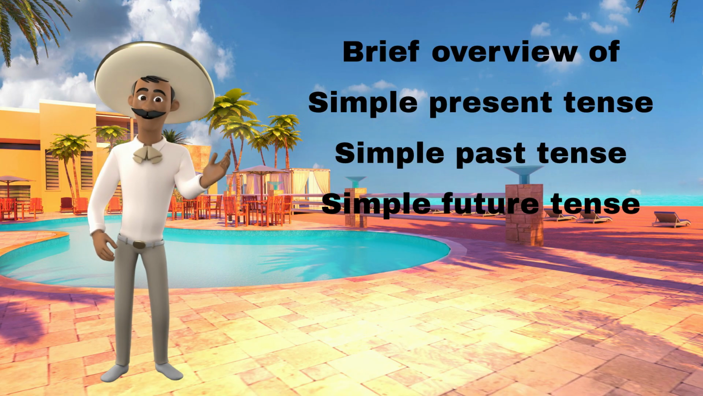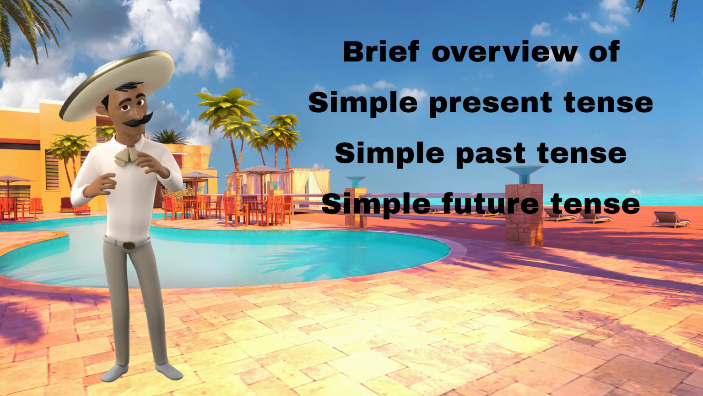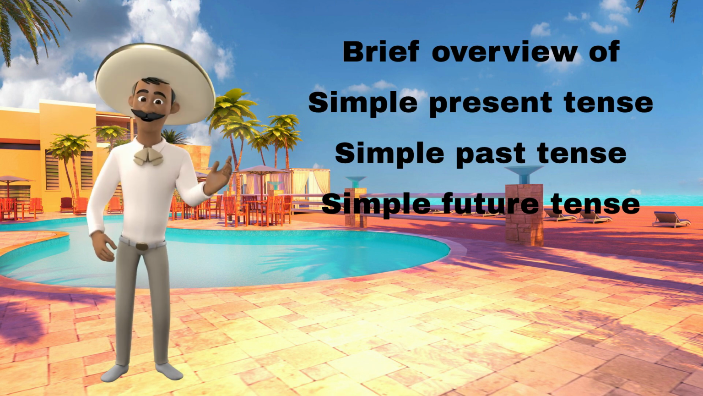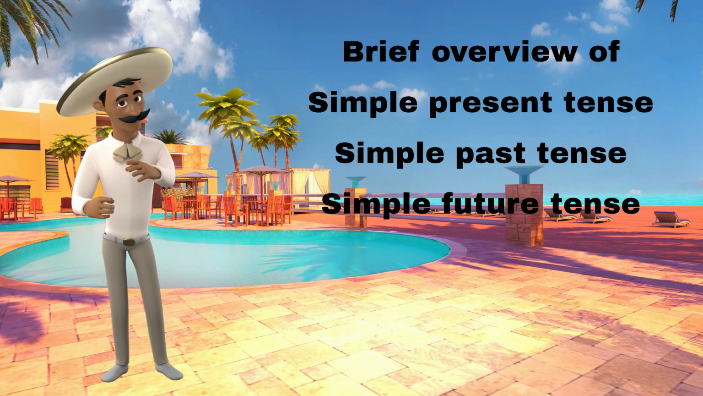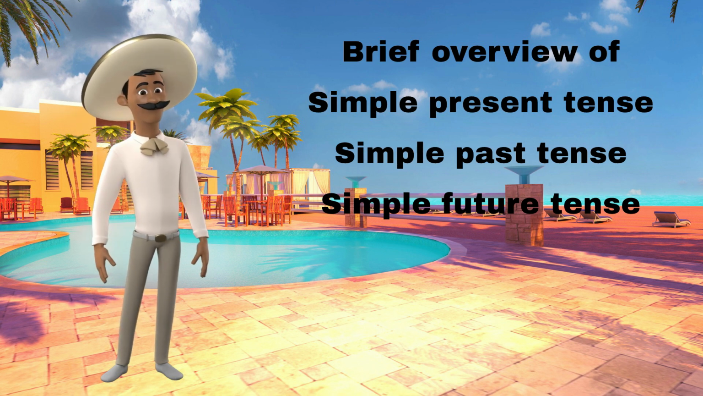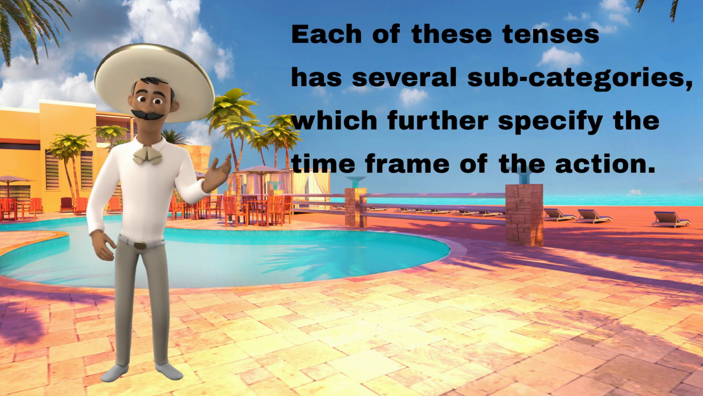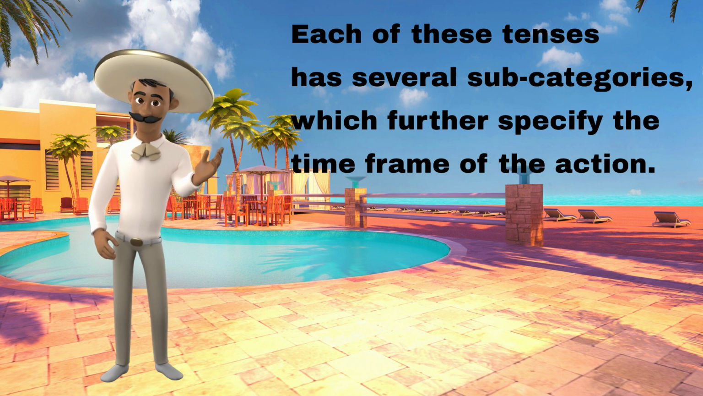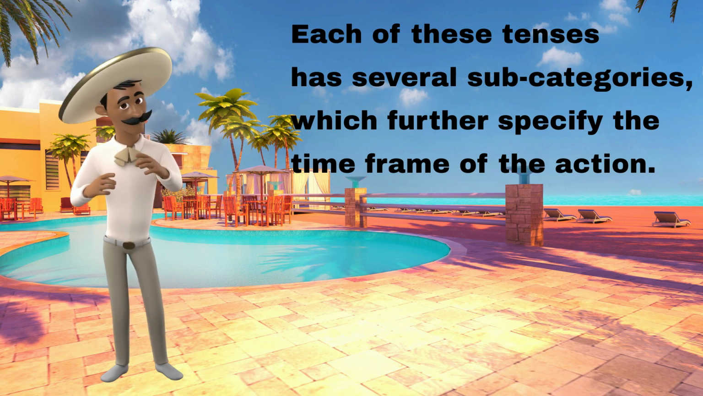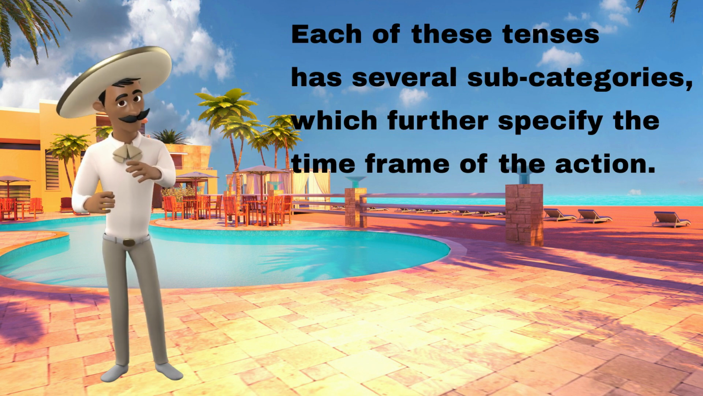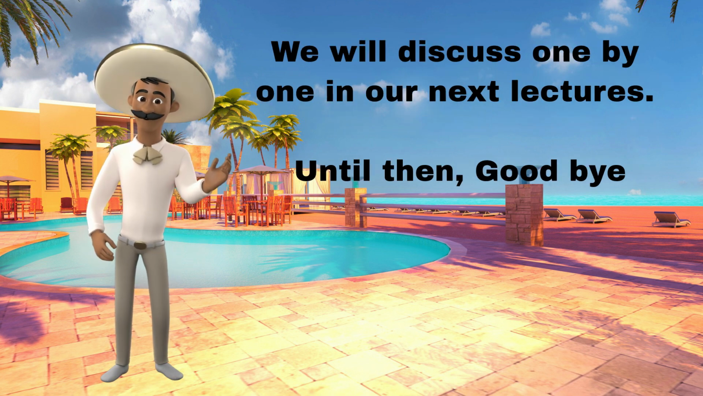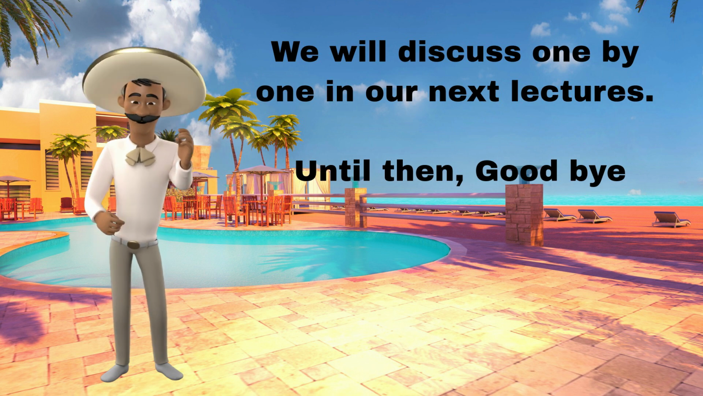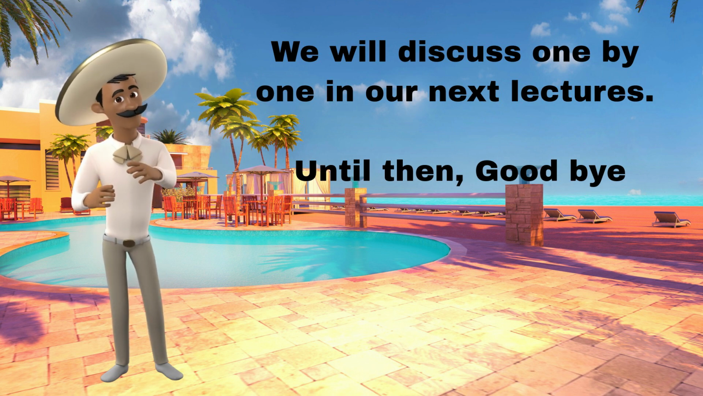Today, we have learned about the brief overview of simple present tense, simple past tense, and simple future tense. Each of these tenses has several subcategories, which further specify the time frame of the action, which we will discuss one by one in our next lectures.